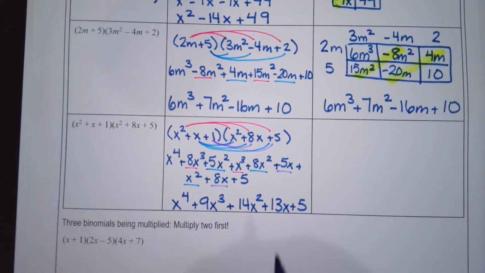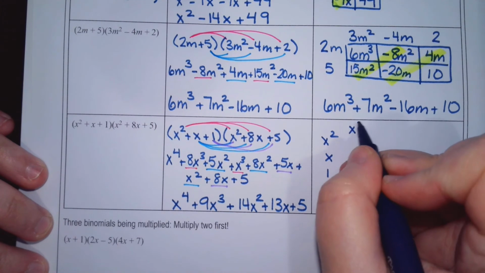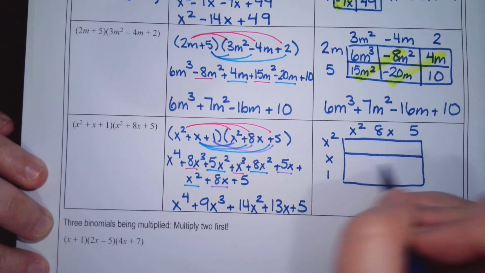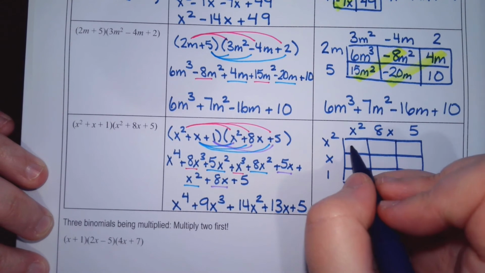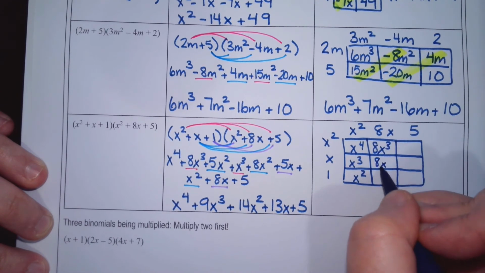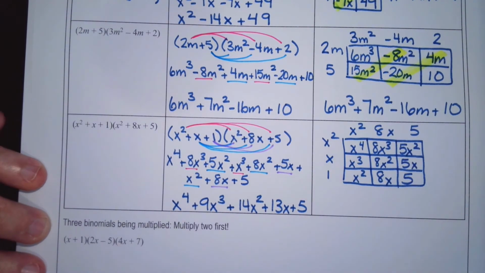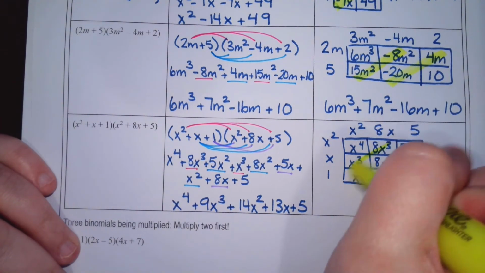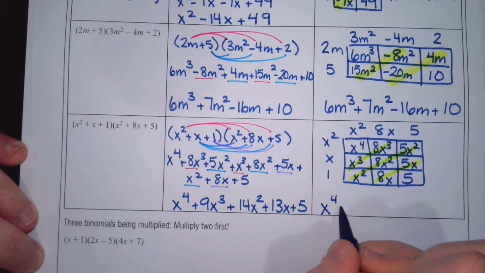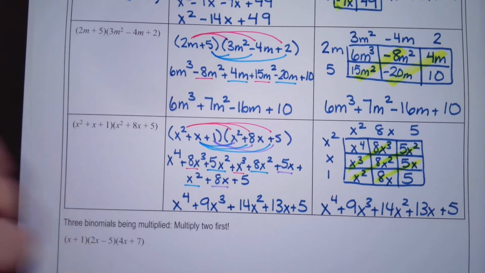All right, now for the box method. So x squared, x and 1, x squared, 8x and 5. So we have x to the 4th, x cubed, x squared, 8x cubed, 8x squared, 8x, 5x squared, 5x, and 5. And again, your diagonals are your like terms. We combine them in one go. So we have x to the fourth plus 9x cubed plus 14x squared plus 13x plus 5.